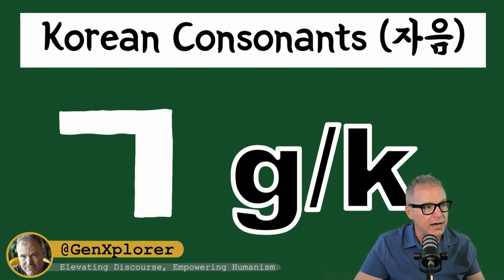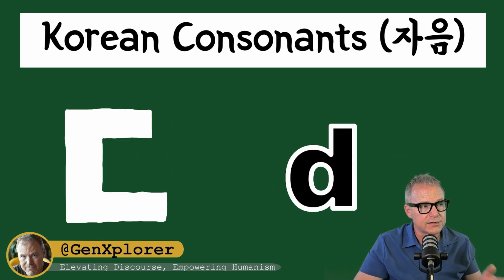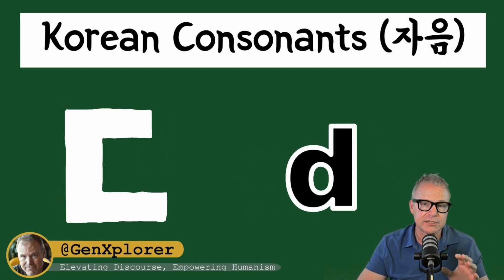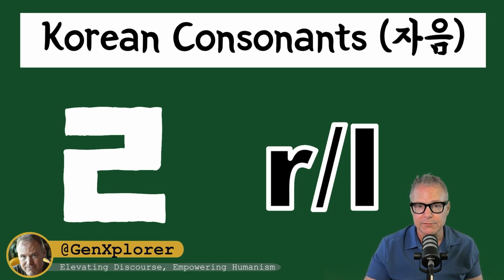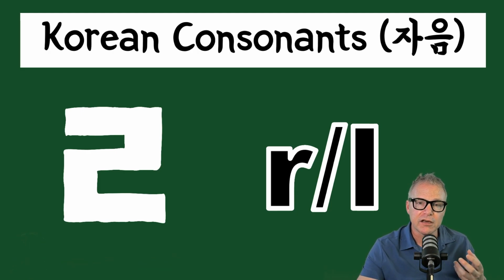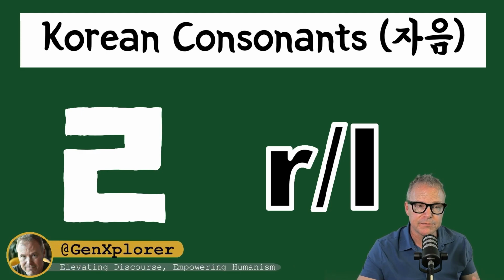Kanada, ka, na, da. Next one is a little bit tougher, easier for those who have rolled their R's before, because this one makes an R or an L sound depending on where it is in a syllable. At the end of a syllable, if it's terminal, it's going to make an L sound. If it's at the beginning, it's going to make an R sound, and that's more like a rolled R sound. So this is going to be ra, ra.